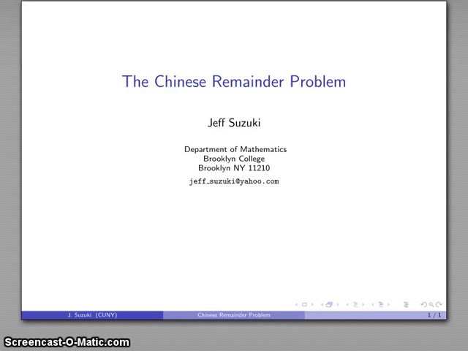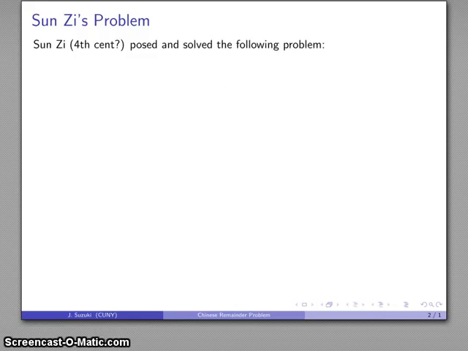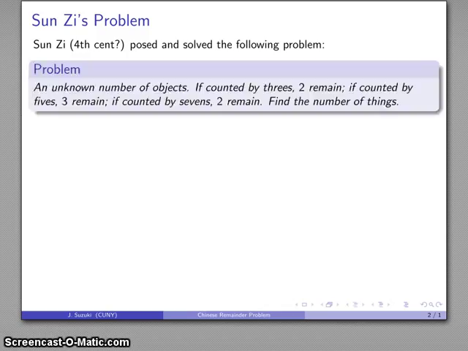One of the applications of number theory is something called the Chinese remainder problem, and this emerges as follows. The reason it's called the Chinese remainder problem is that it originated sometime probably around the 4th century with a mathematician by the name of Sun Xie, and he posed and solved the following problem.